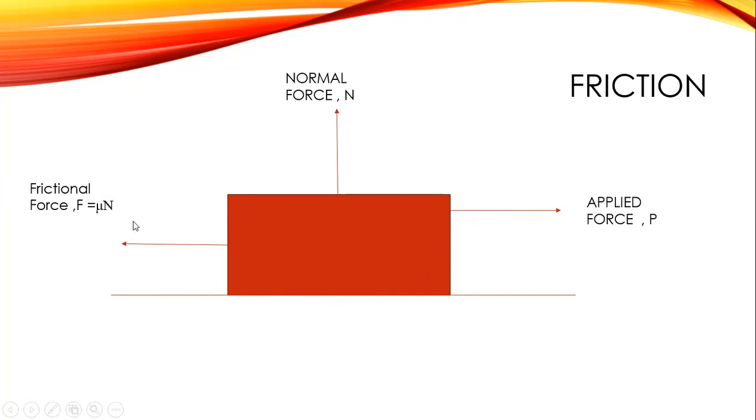Based on the applied load, we can limit the range of the friction which is developed between the two regions. This can be mathematically written as F equal to mu into N, where N is the normal force acting perpendicular to the direction of the applied force.